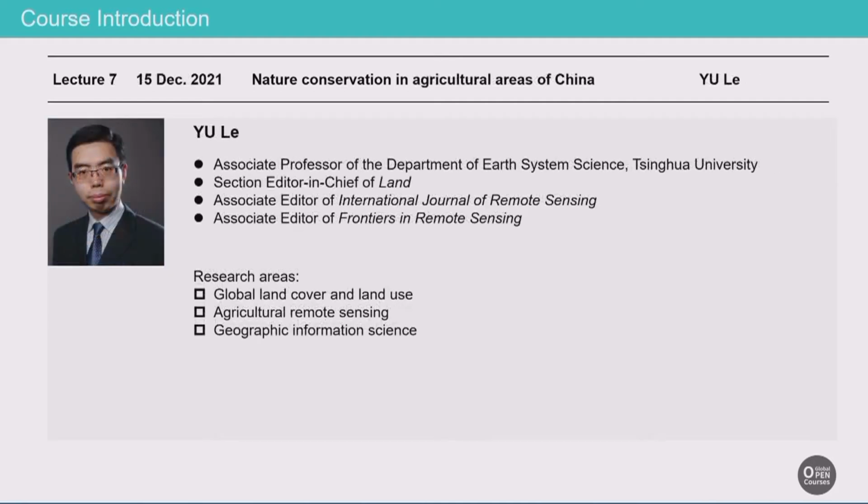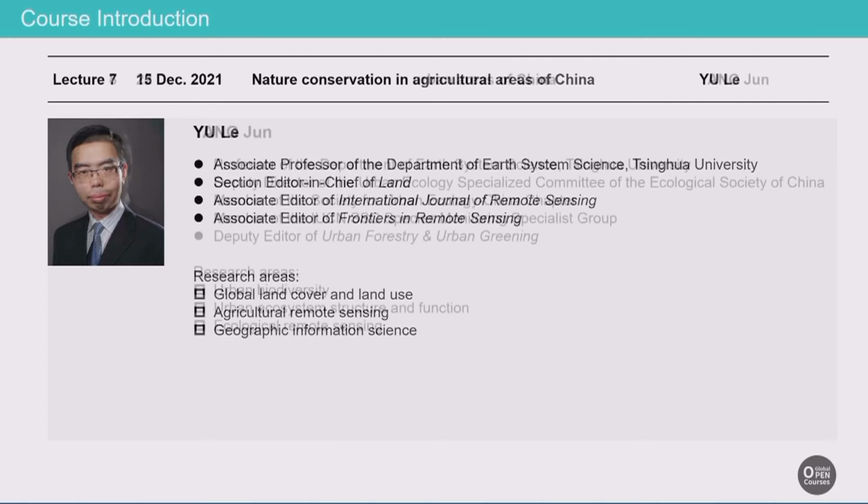And then Professor Yu Le will talk about nature conservation in agricultural areas. As you know, agricultural expansion is the most important threat to nature conservation. So how to balance food production and nature conservation is a very important issue. And how to conserve biodiversity in the farmlands is also an important issue.